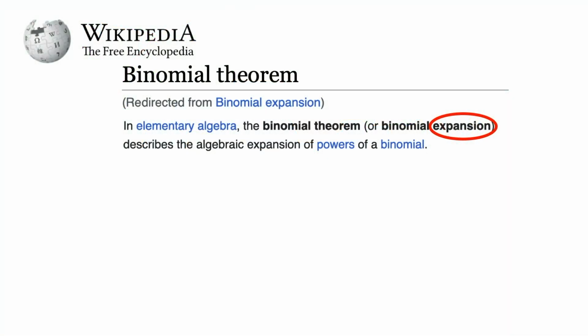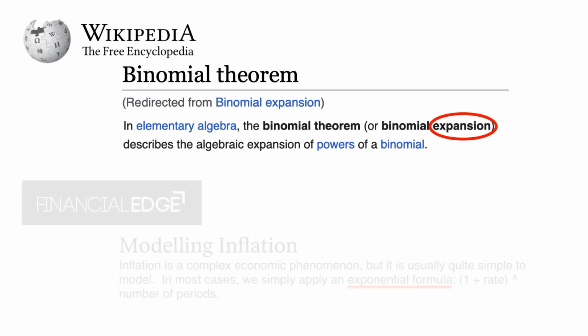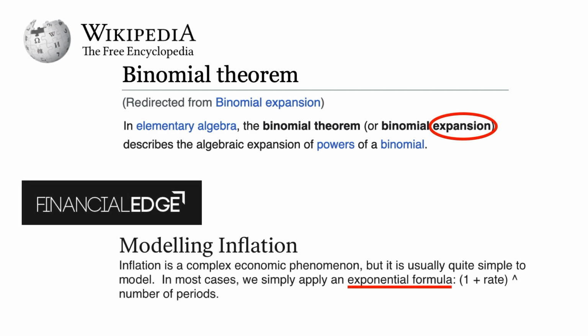According to Holmes, Moriarty wrote a treatise on the binomial theorem, which is an algebraic formula for the expansion of mathematical powers or exponents. Such an understanding lends itself perfectly to the mechanism of monetary inflation, which is explained here by the Financial Edge Training website. "Inflation is usually quite simple to model. In most cases, we simply apply an exponential formula."